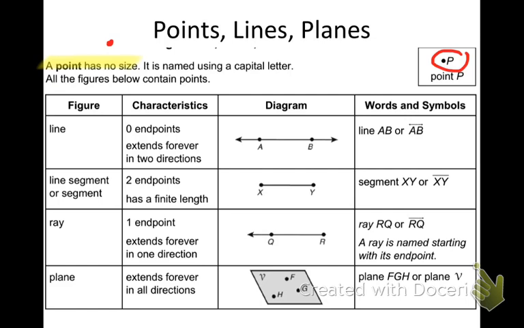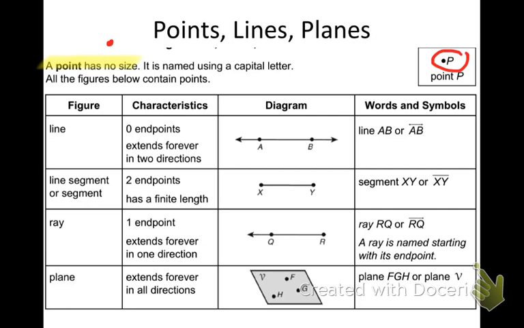So that's where it starts. What's it identifying? It's identifying a coordinate or a location. A lot of times we give it a dot there so we can find its location. Okay, we give it a spot there. But technically, really, a point has no size. All the figures below contain points.